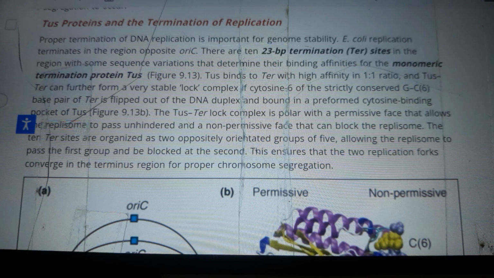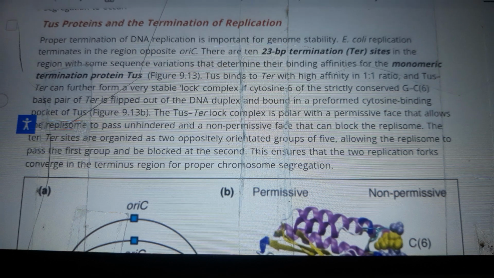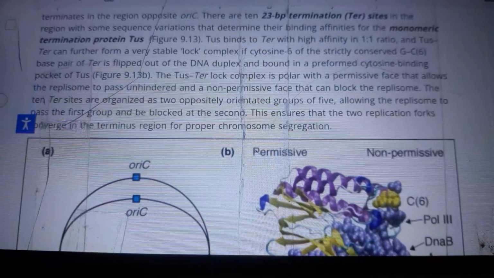Tus binds to Ter with high affinity in a 1:1 ratio, and Tus-Ter can further form a very stable lock complex. Cytosine 6 of the strictly conserved G-C6 base pair of Ter is flipped out of the DNA duplex and bound in a preformed cytosine binding pocket of Tus, which is shown in figure 9.13b.